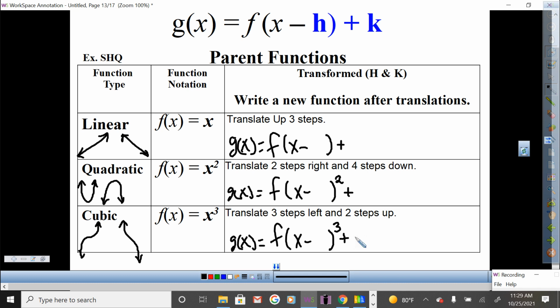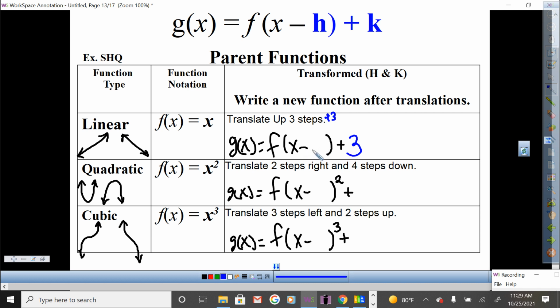Alright, so let's say I asked you to move the original linear function. Look at the screen. Picture the linear function, which is this one, f of x, and I asked you to move it according to this. It says, translate up 3 steps. Does that number go inside of the parentheses or outside of the parentheses? Outside, because that's where k belongs, yes? And it's a positive 3 because it's up 3 steps. So I'm going to write here 3. Write that down, please.